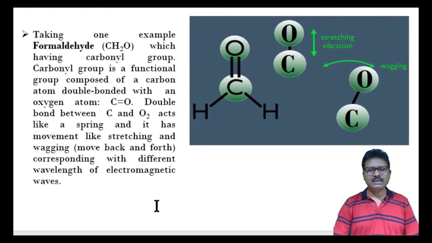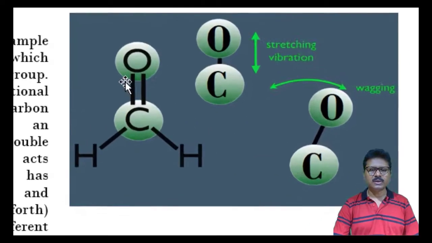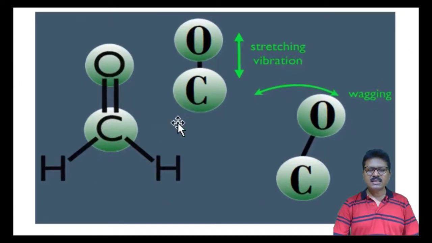Taking the example of formaldehyde, the formula of formaldehyde is CH2O, which has a carbonyl group, carbon and oxygen with a double bond. This bond acts like a spring. Say this will vibrate as a stretching vibration. Stretching vibration means this oxygen atom will move upward, next moment it will go downward, again upward, downward. So there will be a change of distance between this oxygen and carbon. This type of stretching is happening here at a particular frequency.